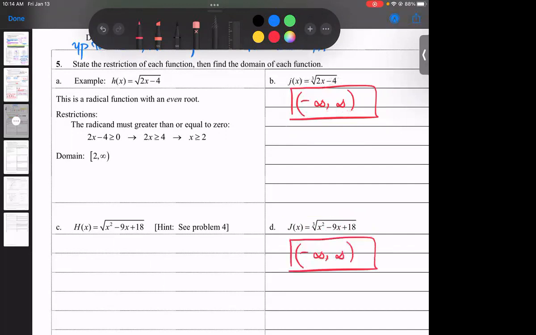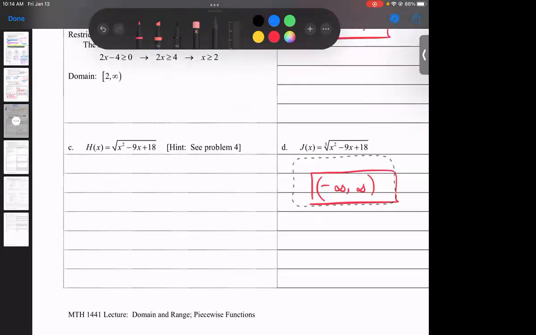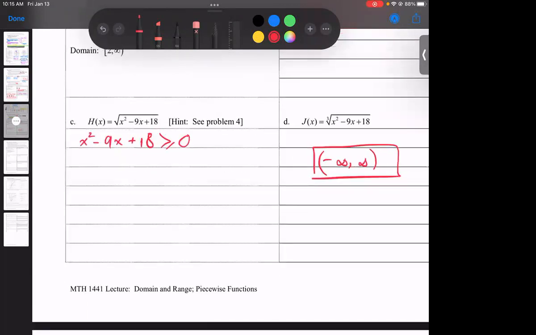All right. What about C? It's even, right? Even. So what do I have to do? Set the radicand, which is x squared minus 9x plus 18, set it greater than or equal to 0, right? It cannot be negative. Can I factor this?